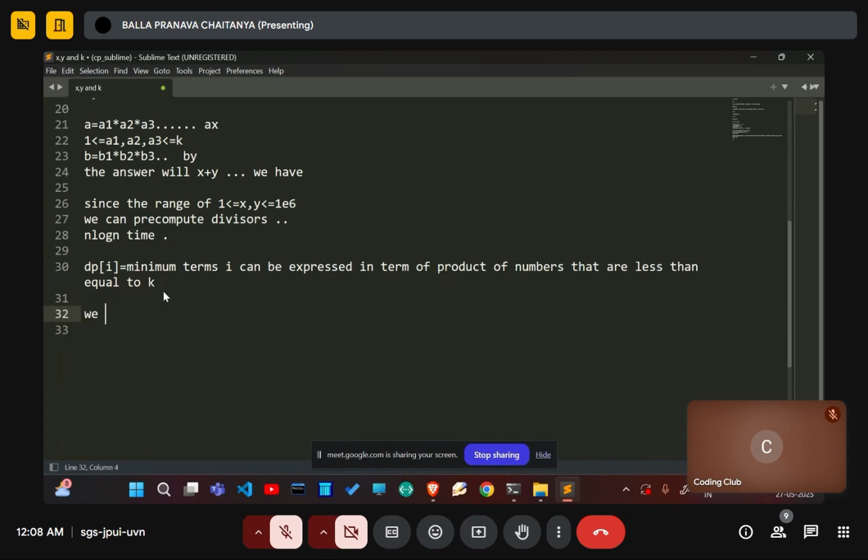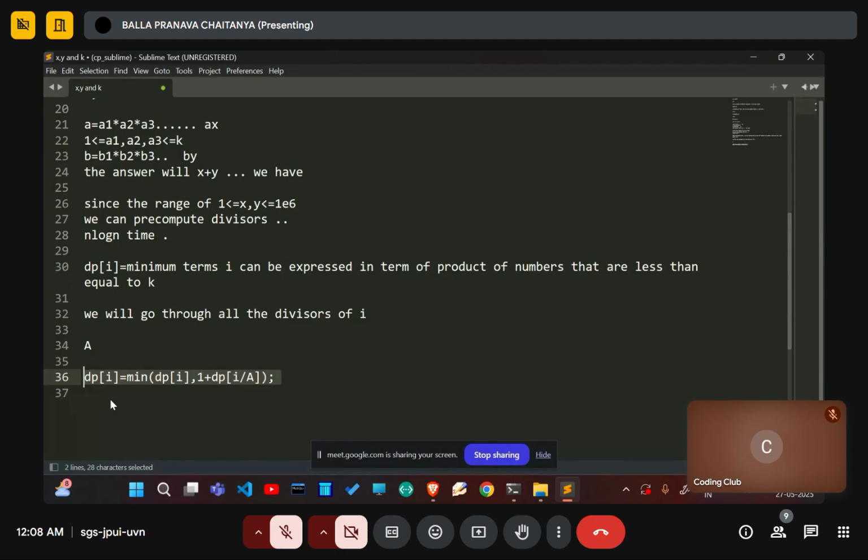Now how do we find the solution for this? We will go through all the divisors of i. Suppose one of the divisors is capital A. So dp of i will be the minimum of dp of i and 1 plus dp of i upon A. Simply we will recursively apply this relation to find the solution. It can also be solved using iterative DP. It is up to you what you choose.